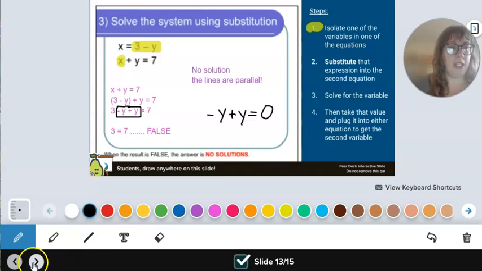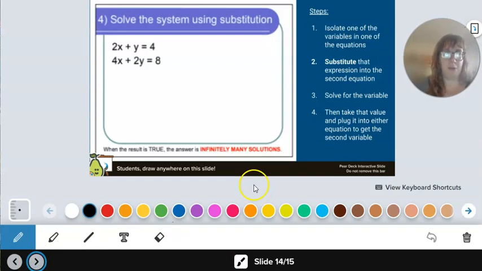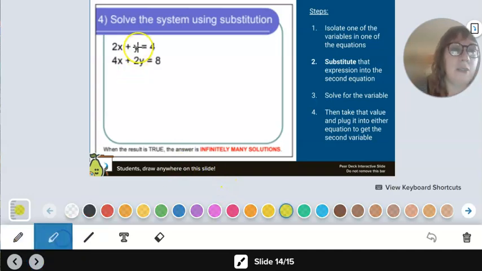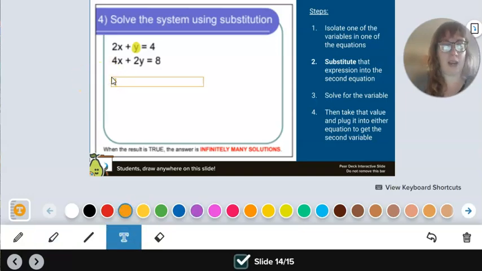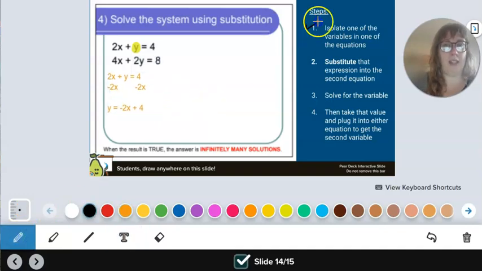Push to slide 14. Last one we're going to look at today. I see this y does not have a number in front of it, so that's where I'm going to start, try and get that y alone. And I'm going to do that by subtracting 2x on both sides. So then we have y equals this negative 2x plus 4. Beautiful. So we have isolated one of the variables in the equation. Check.